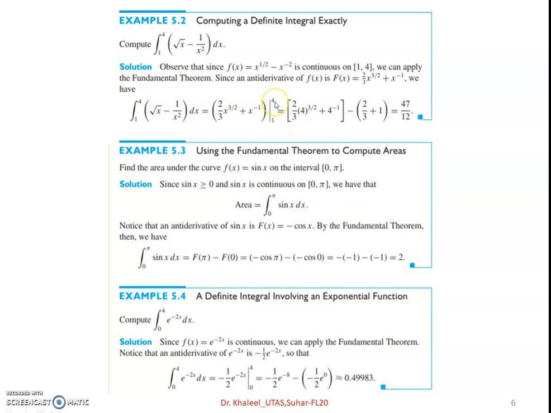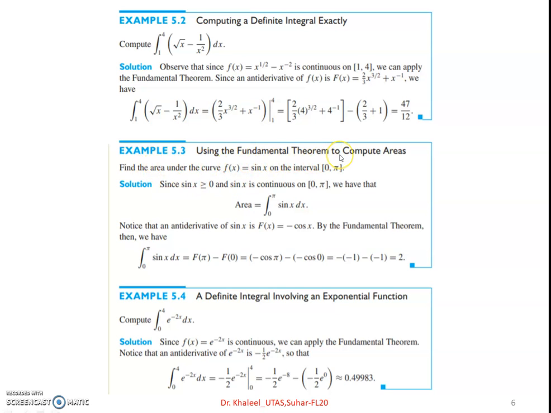Then limit 1 to 4. So I put x equal to 4, that is 2 by 3, 4 raised to 3 by 2, plus 4 raised to minus 1. Then I put x equal to 1, it is 2 by 3 into 1 plus 1. Subtracting these two, you get this.